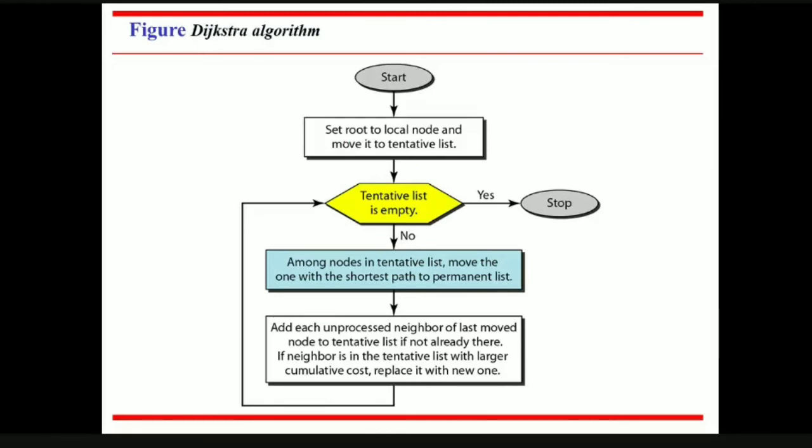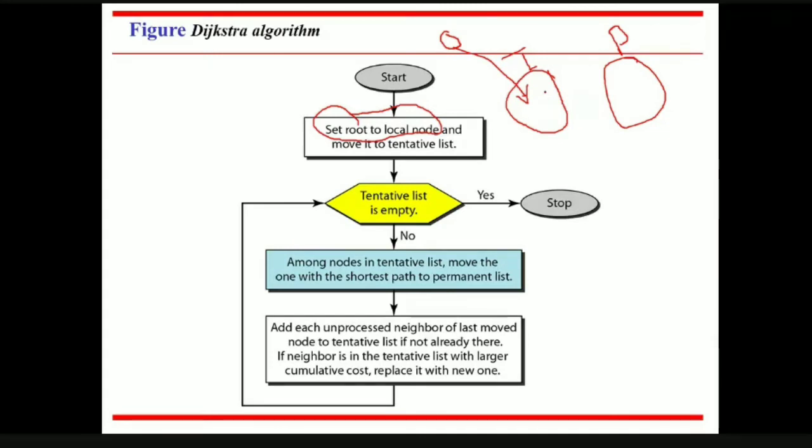Okay. So initially what we'll do, we will set the root node to the local node and move it to the tentative list. As already we discussed, we have two types of list. One list is the tentative list and one list is the permanent list. So first of all, we'll set the root node to the local node. We'll take a particular node, and we move this particular node to the tentative list.